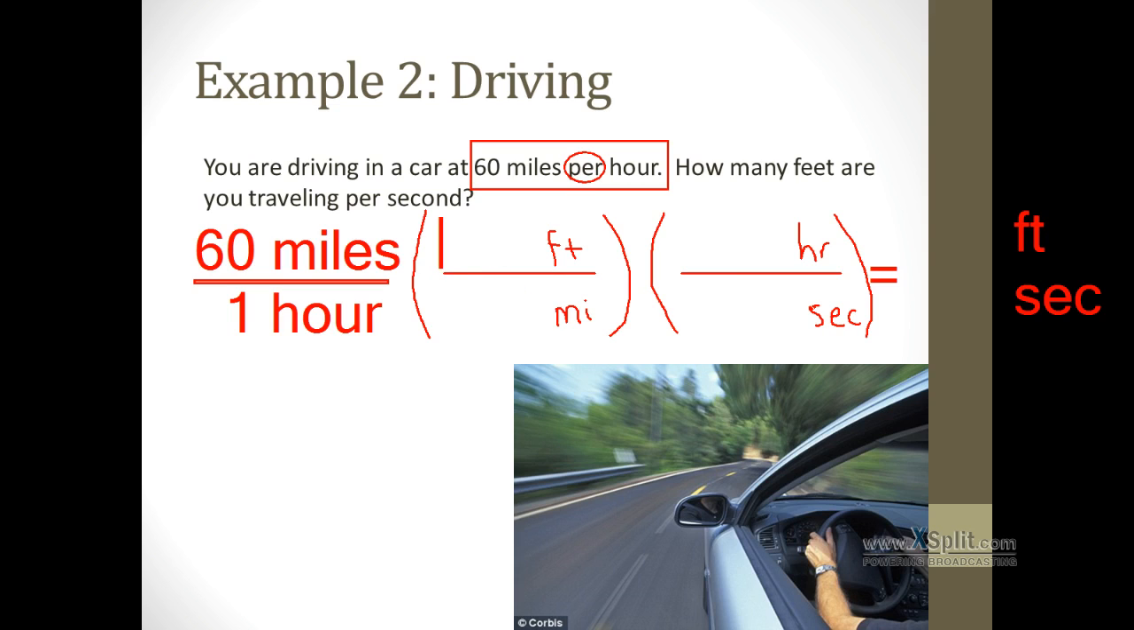So if you flip on over to the front page, go ahead and look at the notes that you've already taken as far as some conversion factors go. Remember that there's 5,280 feet for every 1 mile. And then as far as hours go, for every 1 hour, there's 3,600 seconds.